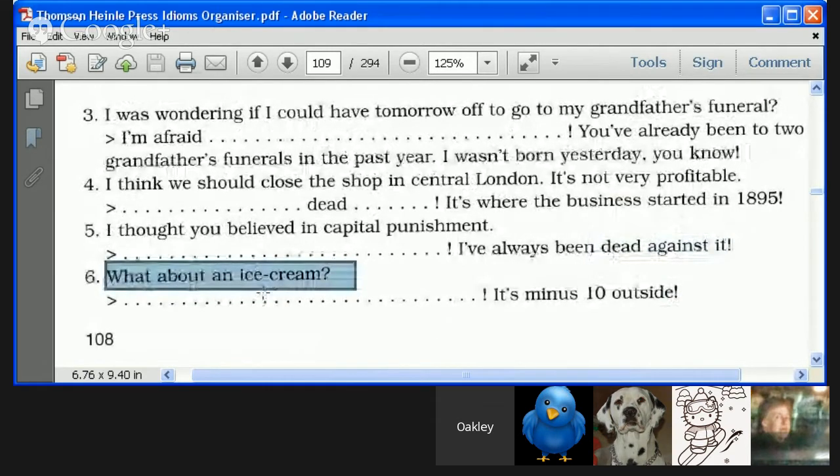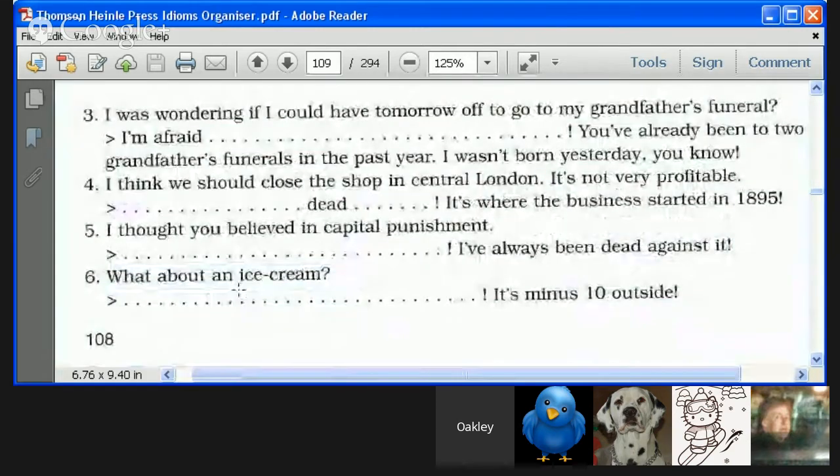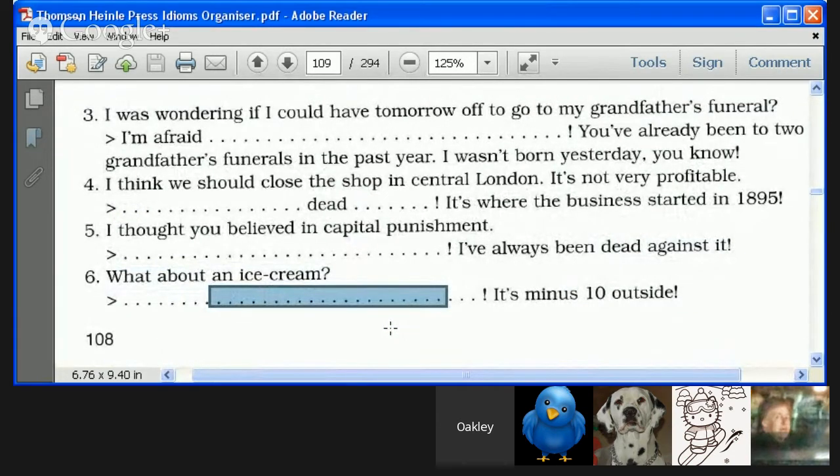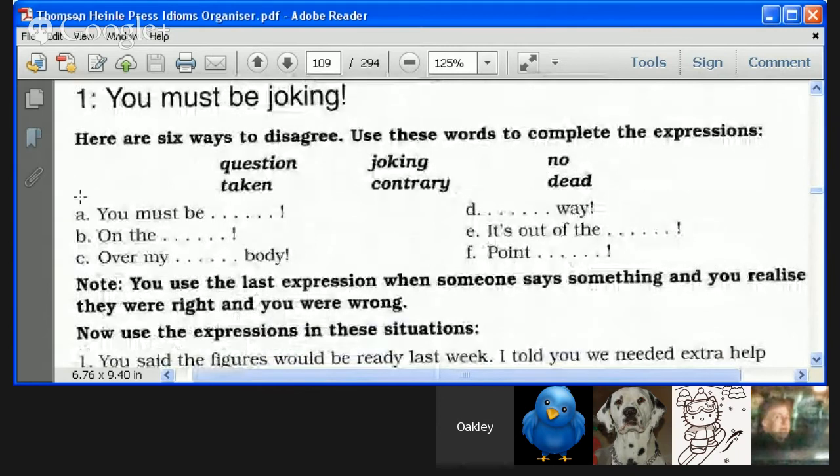Ken, what about an ice cream? Oh, nice. Nice in the wintertime. Yeah. Perfect. So, should I choose? Yeah, so what would you say? Oh, you must be joking. Okay. You must be joking.